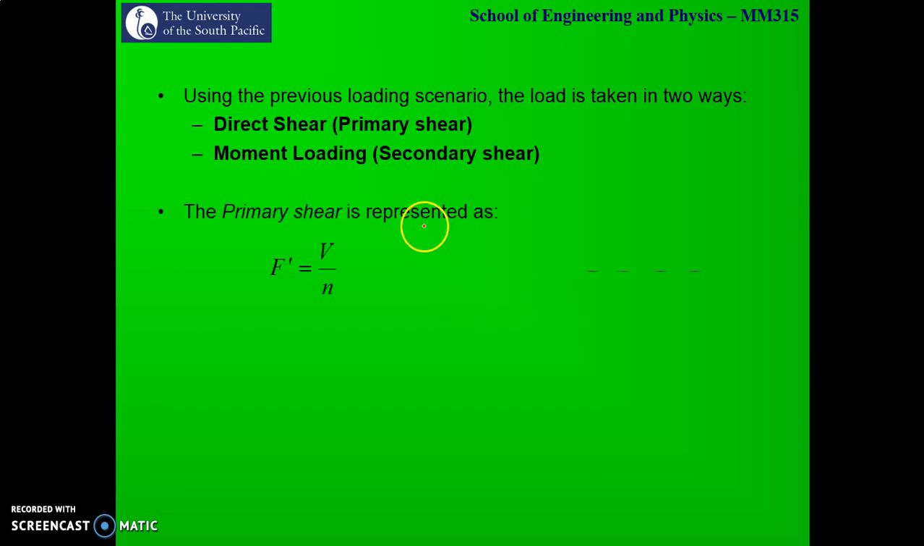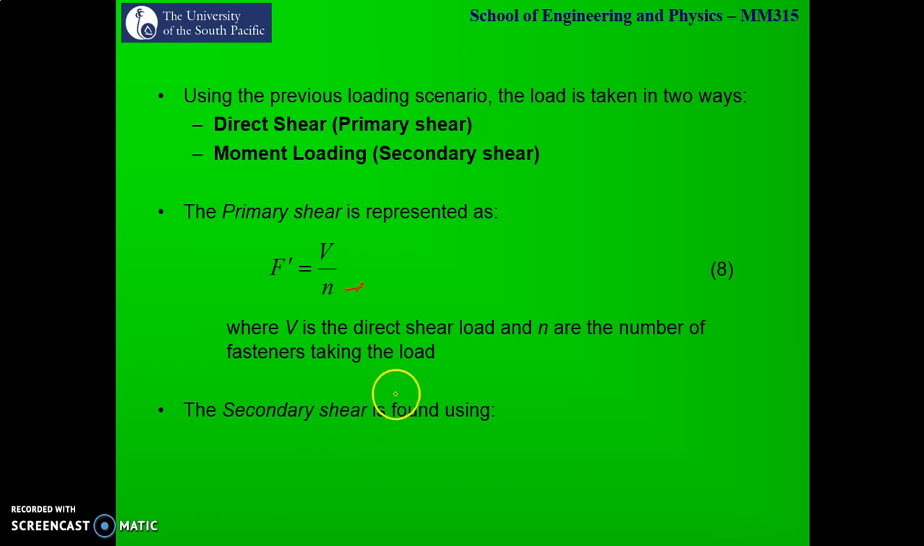So looking at the previous load scenario, the load taken is in two ways. One is the direct shear, the primary shear, and the other is the moment loading, which is your secondary shear. We calculate our primary shear by using expression 8, and your primary shear F single prime is simply V over N. V is the load acting on that beam, and N is the number of bolts. So if you have 16 kilonewton acting on that particular beam and you've got 4 bolts, your primary shear will become 16 divided by 4, which is 4 kilonewton.